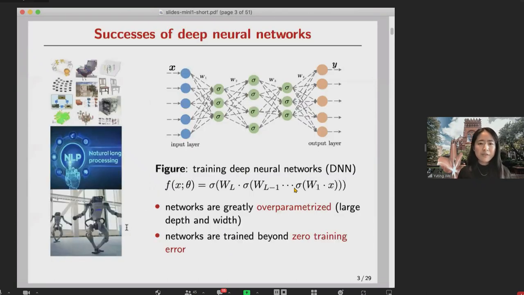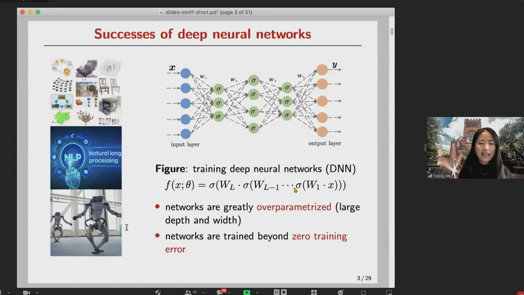As we all know, deep neural networks have found applications in many science and engineering fields. In fact, the structure of deep neural networks is not that complicated. Given the feature vector X, deep neural networks apply a sequence of linear and nonlinear transformations to this input and then output either a label or a regression coefficient.